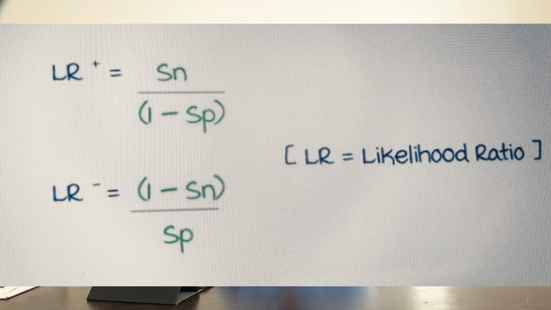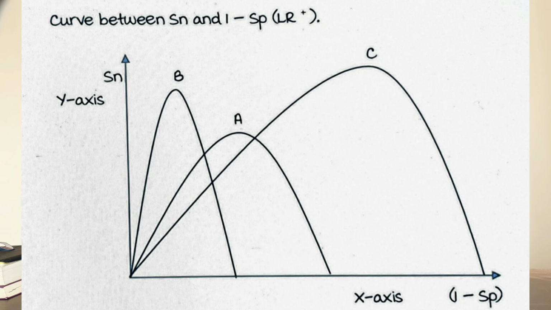Now let's move on to the ROC curve. ROC curve is nothing but the receiver operator characteristic curve. Let's move on with the example of this curve. In this curve, on the y-axis we have sensitivity, and on the x-axis we have 1 minus specificity. 1 minus specificity is the false positive rate. Here the examiner can ask what is the best screening test or the best curve.